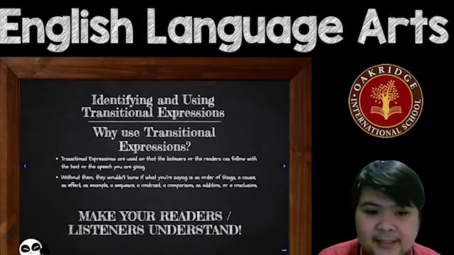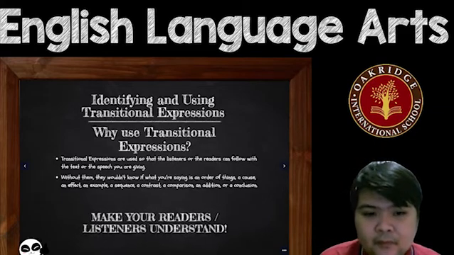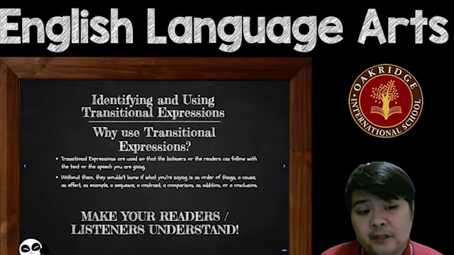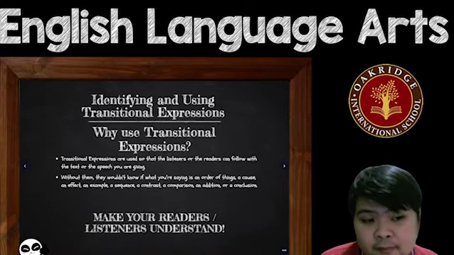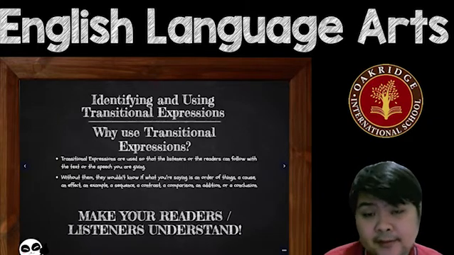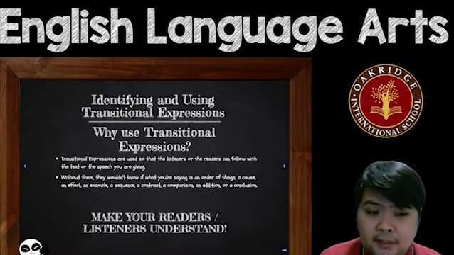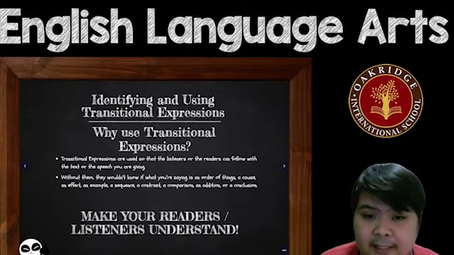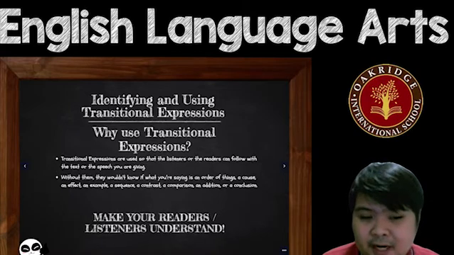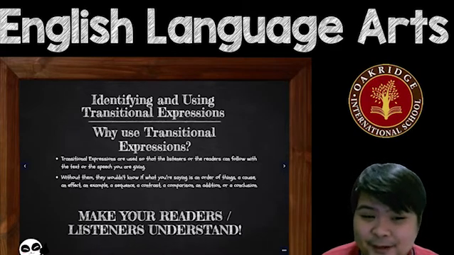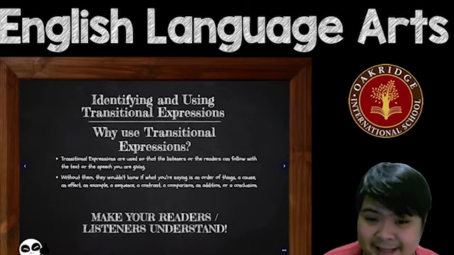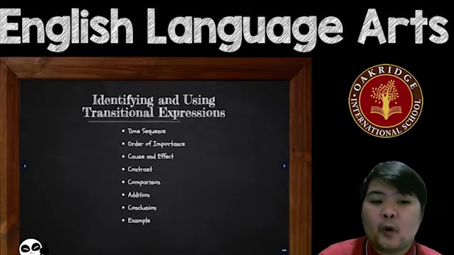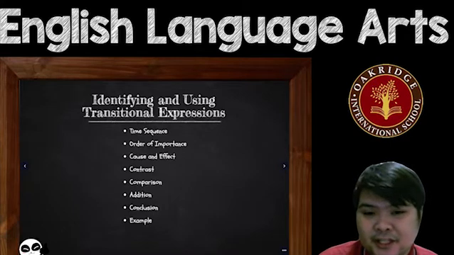And next, right, without them, the listeners or the readers wouldn't know if what you're saying is the order of things, or a cause, or an effect, or an example, or a sequence, a contrast, or a comparison, an addition, or a conclusion. So basically, transitional expressions are there to make your readers or listeners understand. Alright? So what are your different transitional expressions?